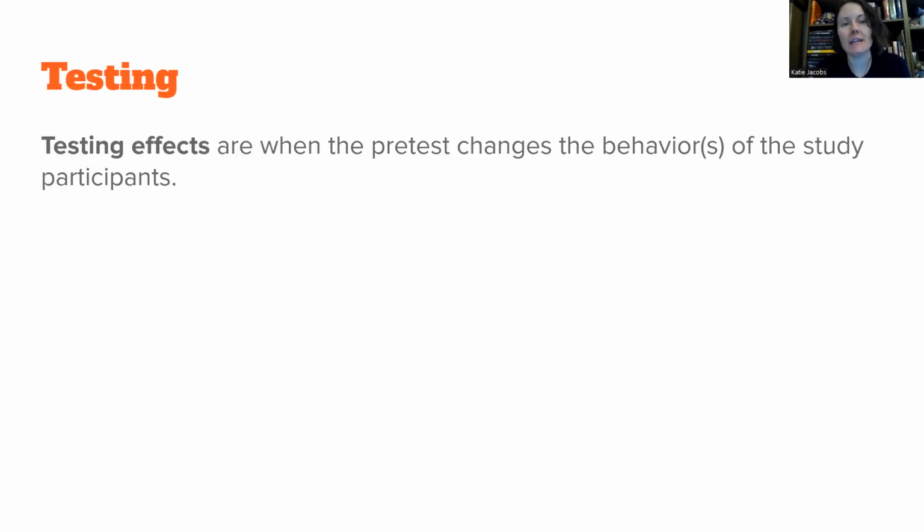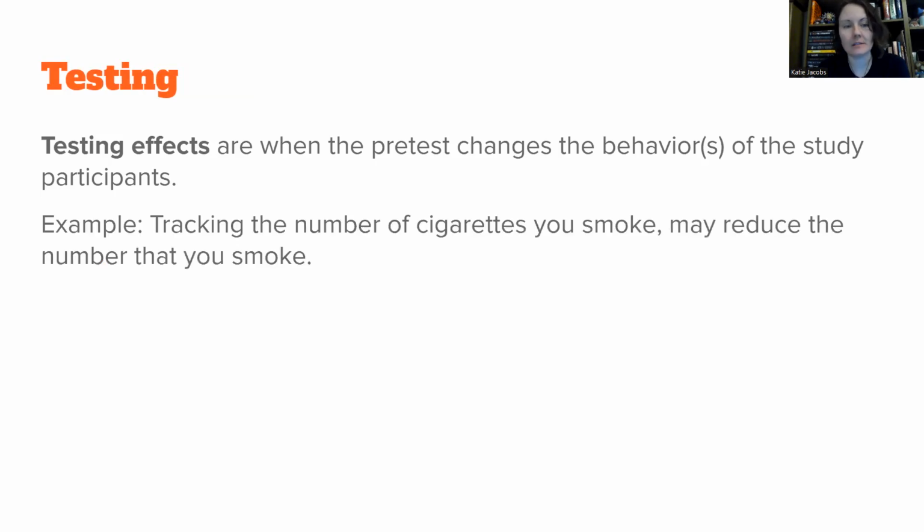Okay, so then we also have testing. Testing effects are when the pretest changes the behaviors of the study participants. So this was an example that was in your materials, but this actually is a real life one too. So literally tracking the number of cigarettes you smoke may actually reduce the number of cigarettes that you smoke. And it's not because of any intervention, but because you're actually keeping track and you're doing this pretest. And sometimes people want to beat those scores because they realize they probably don't want to be smoking that many cigarettes.